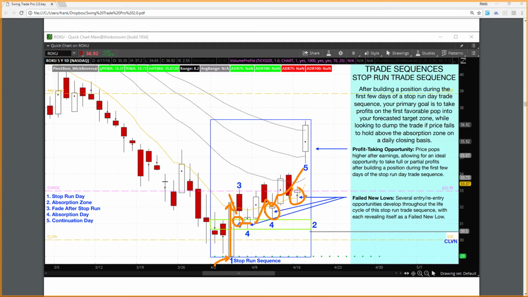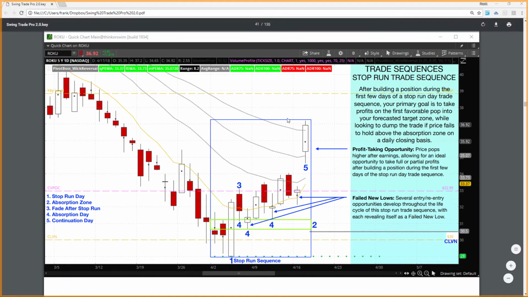Each of those opportunities provides several entry and re-entry opportunities throughout the life cycle of this sequence, with each one revealing itself as a failed new low, right? So every single time that failed new low occurred, it was an opportunity to add to your position or jump in the trade either way. So again, a great move, a great pop, and as soon as this thing pops up here, take the money and run. A great stop run day there.